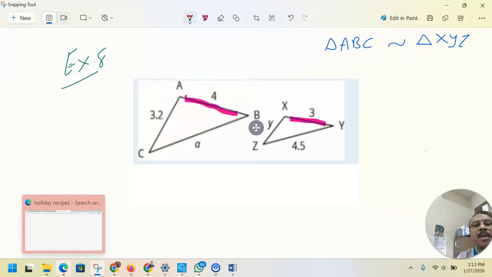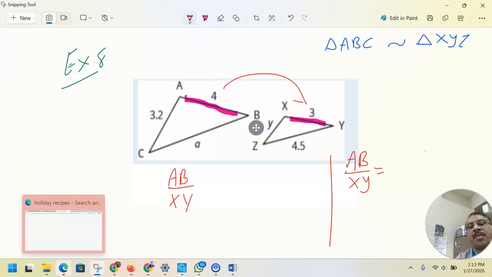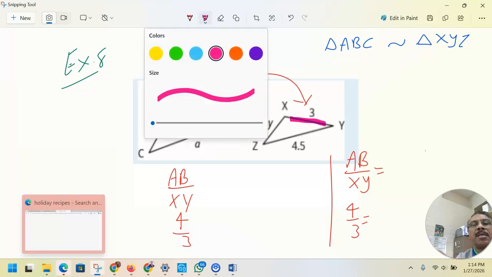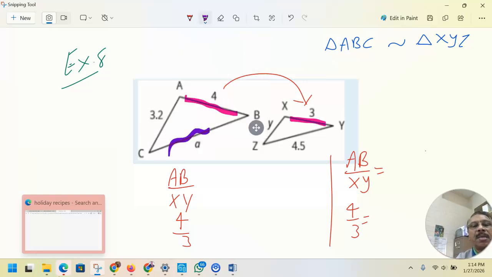The one they gave is AB over XY. So this is the first part. There are two parts here. You can also say AB over XY equals, because this is a known one from A over 3, that means it's going to be 4 over 3. This is going to be 4 over 3. But then we'll take the other side and say, okay, let's write in purple color, this one.